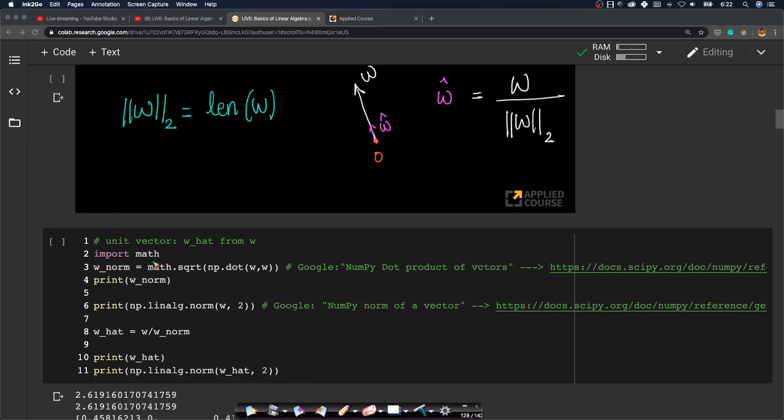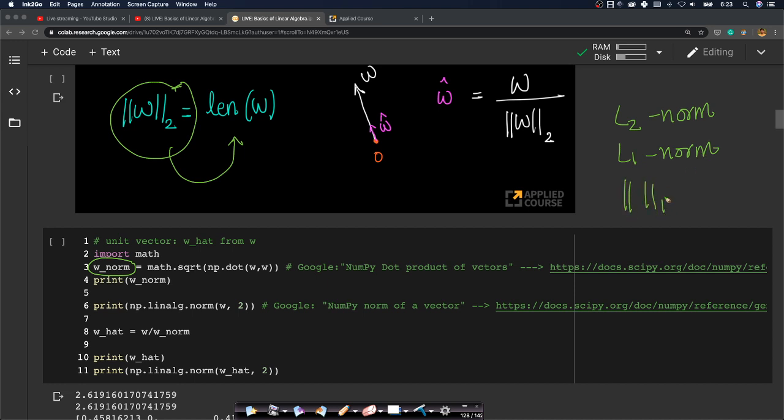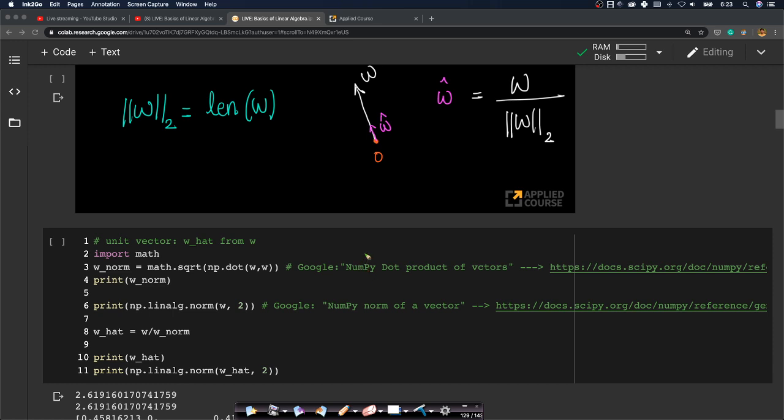I'm importing math here, nothing fancy, nothing complicated. First, I am computing the norm of W, which some people also call the length of W. We use the norm terminology because in mathematics and machine learning we have the L2 norm, the L1 norm, and the Frobenius norm of matrices. Again, these are concepts that we'll encounter later in our course, and we'll revisit them. I prefer to use the norm terminology rather than the length terminology because it's more widely used in mathematics.